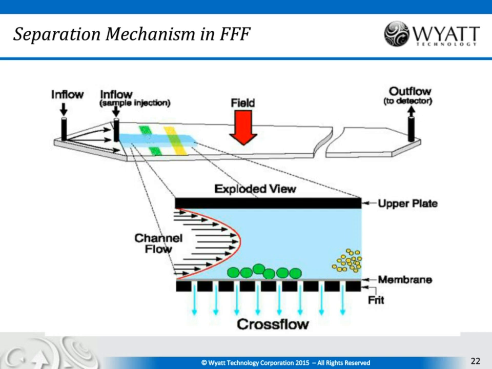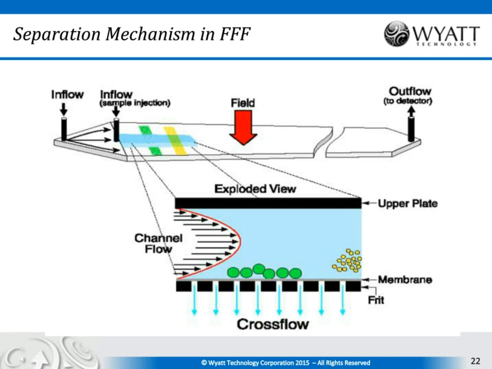The solvent is just made to flow parallel to the channel, but we restrict the flow at the output, and that forces some of the solvent to flow through the semi-permeable membrane, and that is called the cross-flow. The cross-flow will push the sample against the membrane. But then there's another force acting on the sample, which is Brownian motion and diffusion. So depending on the size of the sample, it will back diffuse up the channel to different heights.